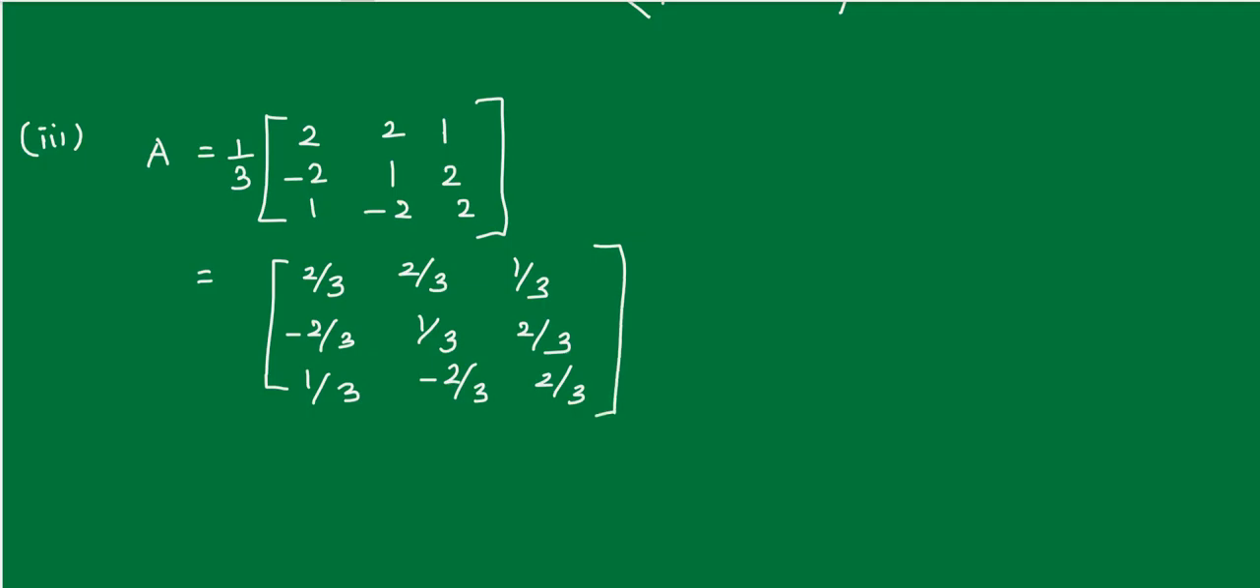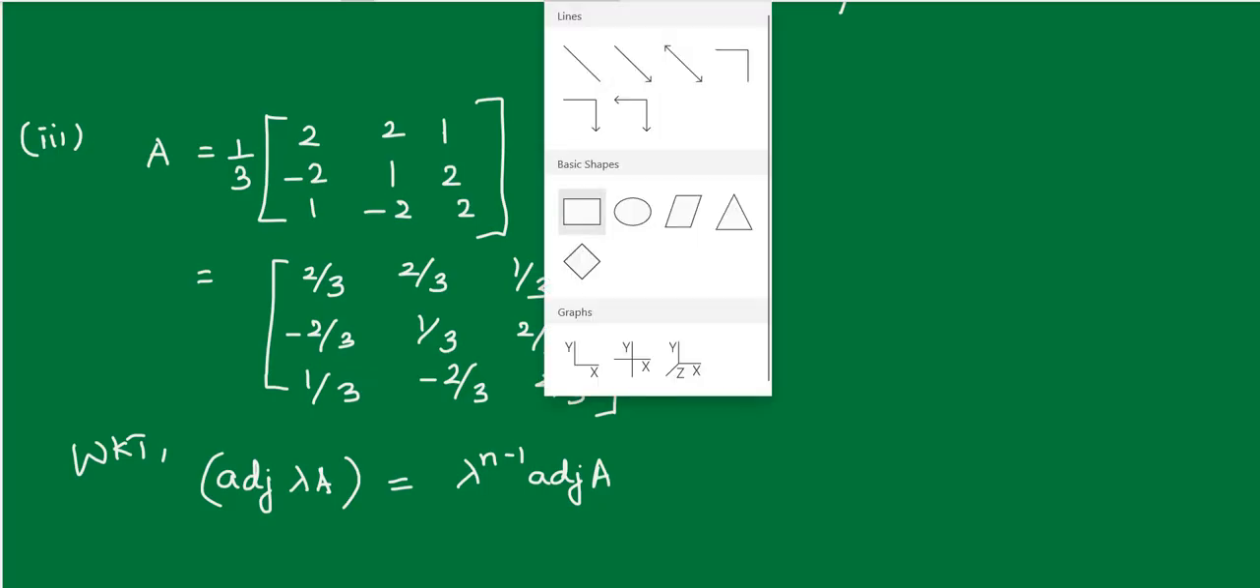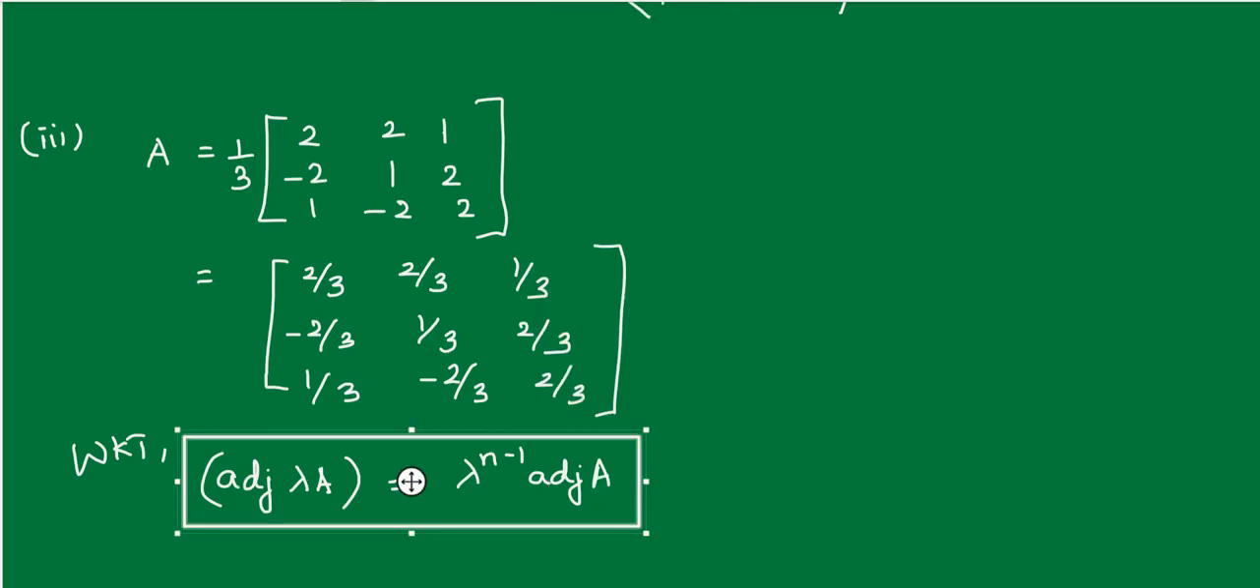We know the given result from the textbook, that adjoint of lambda into A, where lambda denotes the scalar, can be written as lambda power n minus 1 into adjoint of A. So here lambda is equal to 1 by 3, and n is the order of the matrix, which is equal to 2.